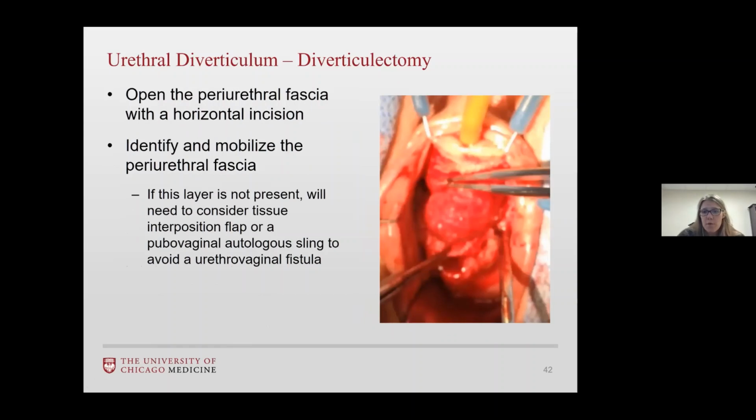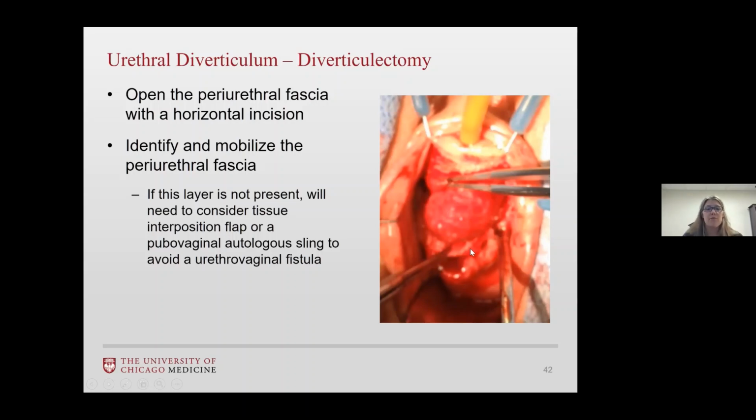But you want to open the periurethral fascia. So here you can see our DeBakey's. This is a piece of the periurethral fascia. This is the other piece. And then this is the vaginal flap. So you can see you can get a nice periurethral fascia mobilization. And then this is the diverticulum itself bulging out.